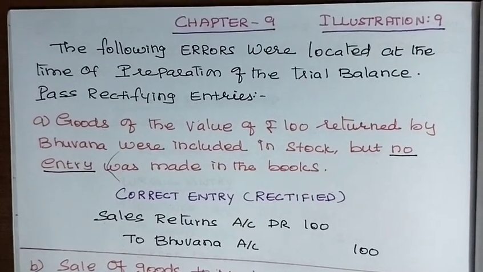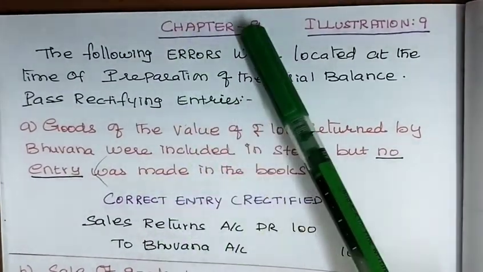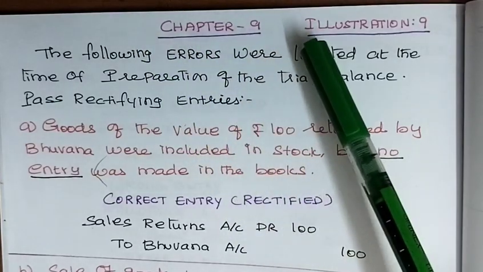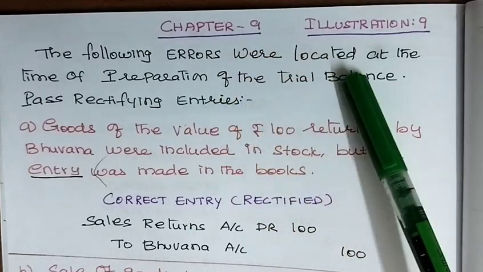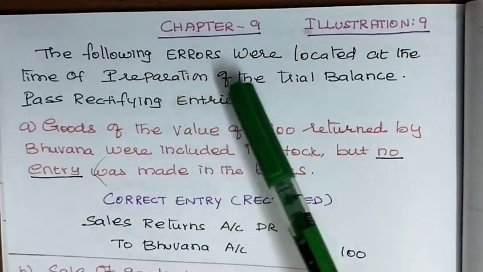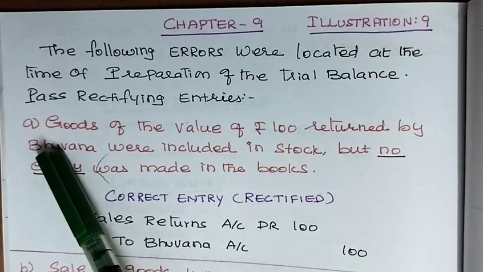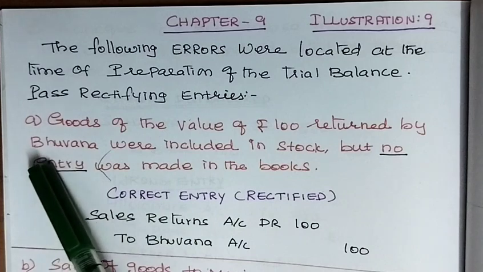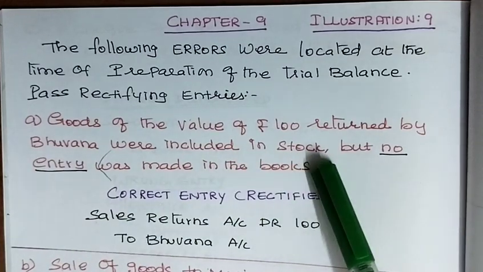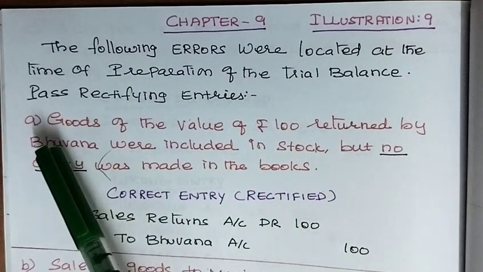In this video, we are going to learn about 11th Standard Accountancy, Chapter 9, Rectification of Errors, Illustration Sum number 9. The following errors were located at the time of preparation of the trial balance. Pass rectifying entries. First transaction: goods of the value of ₹100 returned by Bhuvana were included in stock, but no entry was made in the book.